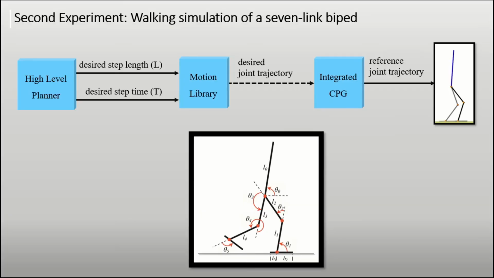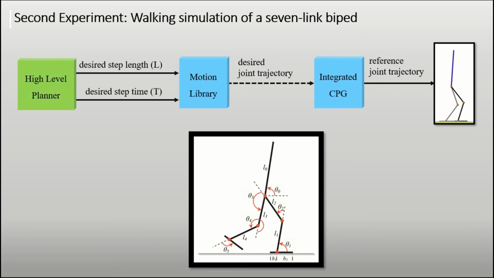Second experiment: walking simulation of a 7-link biped. In this experiment, we again generate the motion library for the desired motions. For this purpose, we use the parameter optimization technique to generate a stable desired joint trajectory for a set of desired step lengths and step times.